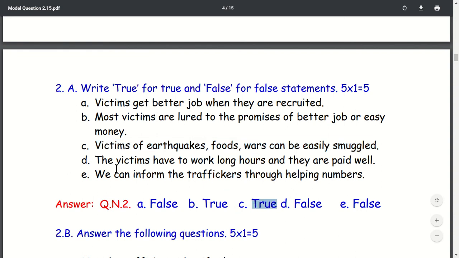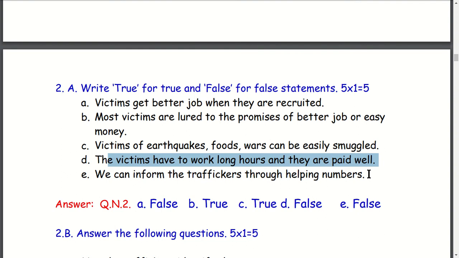Number D: the victims have to work long hours and they are paid well. Not this, they are not paid well. Victims have to work long hours and they are paid well. Number D, this is false. They have to work long hours, that's correct. But they are not well paid. They are poorly paid. They get little money here.